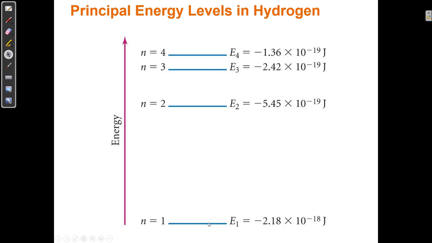So the distance between the orbital n equals 1 and n equals 2 in a hydrogen atom, this is the greatest distance. This is a very big energy gap. Between 2 and 3, the gap is smaller. Between 3 and 4, the gap is smaller. Between 4 and 5, the gap is smaller still, and so on and so on. So the principal quantum number n tells us the energy level of an electron. N equals 1 is the lowest energy level. N equals 2 is the next energy level. N equals 3 is the next energy level, and so on. These are just the energy levels for electrons that are around a hydrogen atom.